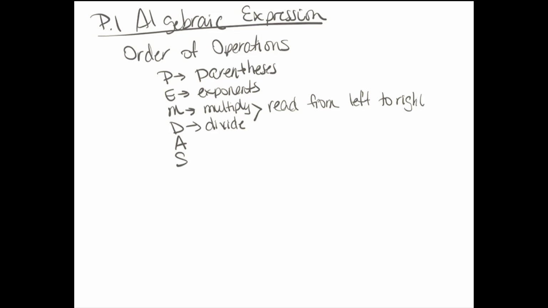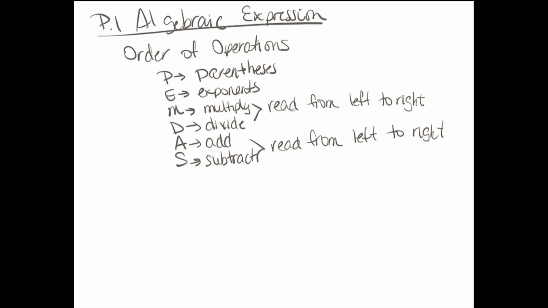So like a book, right? How do we read a sentence? We read it left to right. So the same thing when it comes to multiplying and dividing. Whichever one comes first is the operation that we do. A is for adding and S is for subtracting. And the same thing applies to these, right? You read these two from left to right.